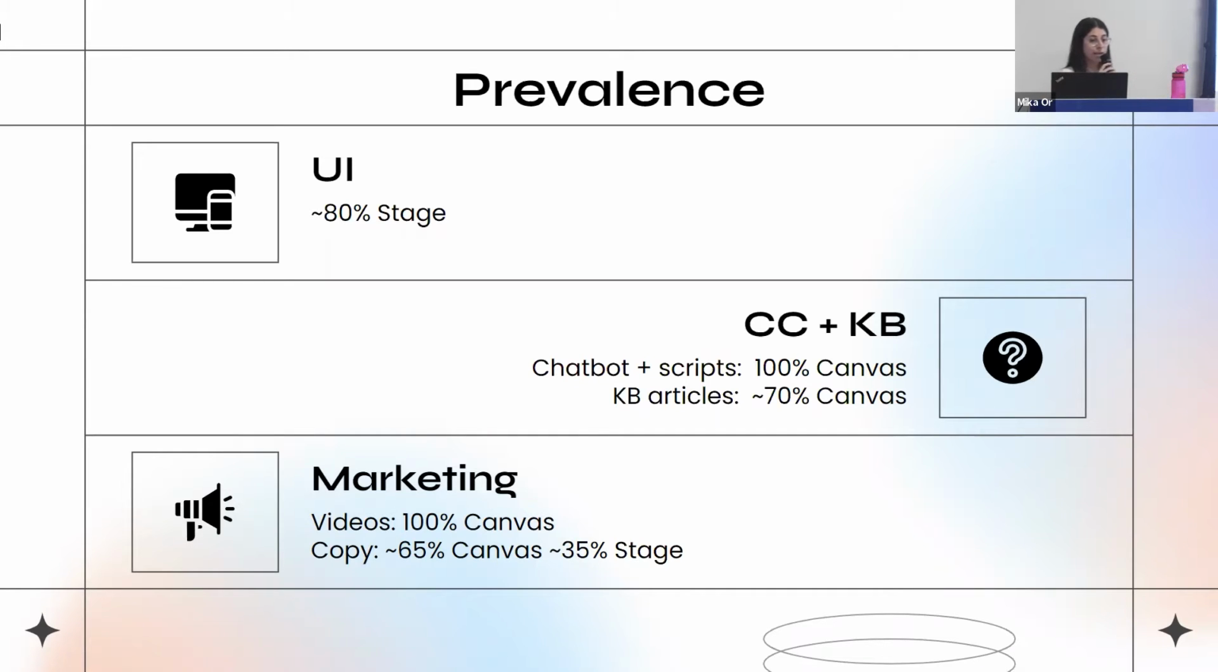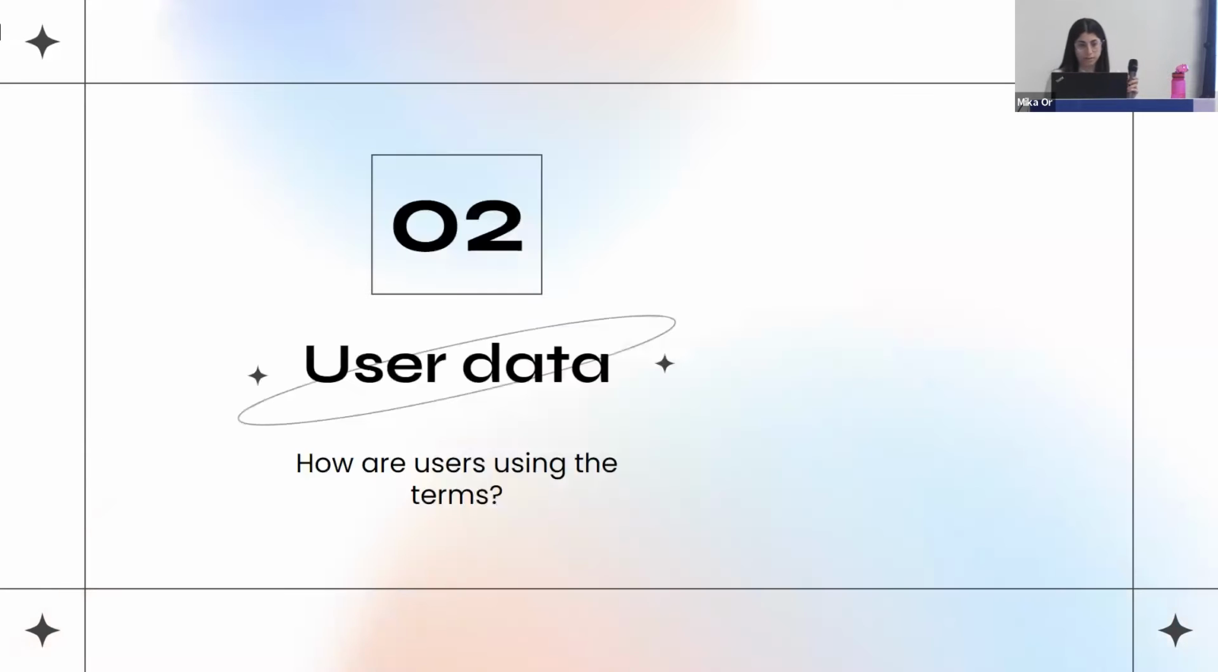As for our marketing team, they also had interesting results. They used the term Canvas in all of their videos, but in their written materials, they used both terms, with Canvas being a bit more often. Okay, so then I decided to look at our users. How are they using the terms?